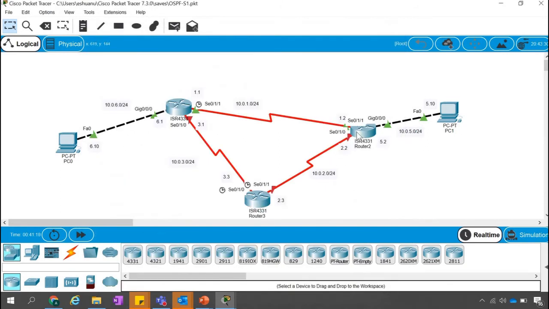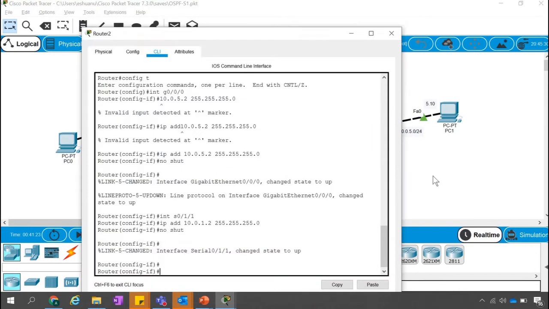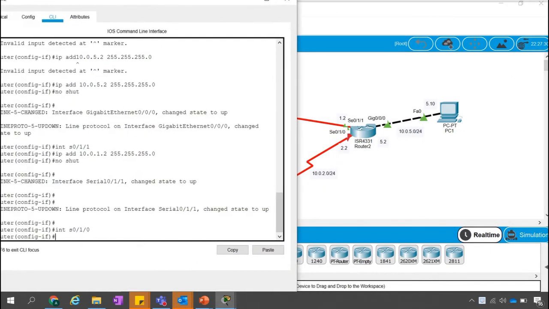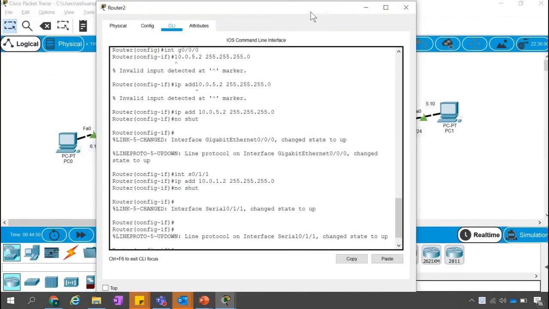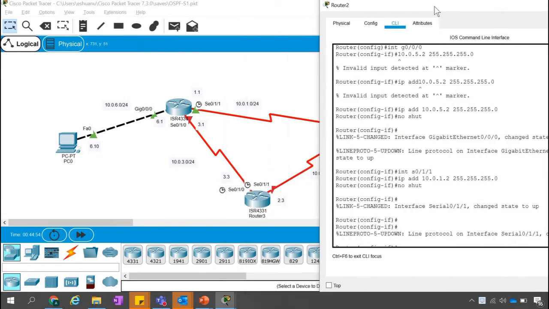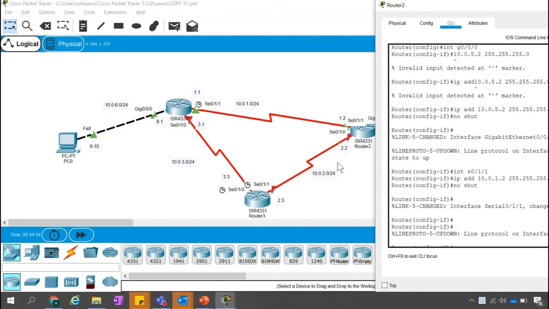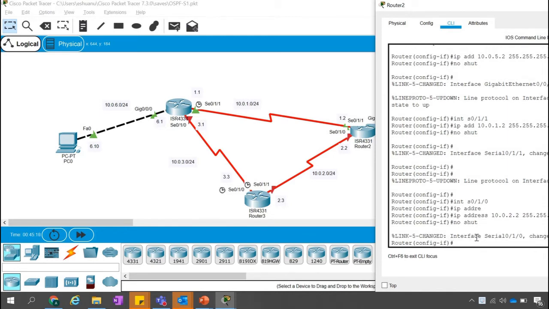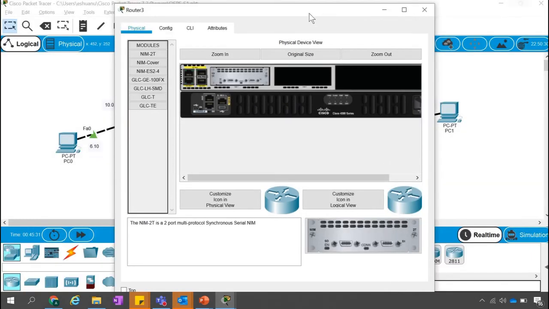And now the remaining one, this interface S0/1/0. In this interface, we have to give the IP address of this network, 10.0.2.0. This is right. That's what it is. So this is the IP network on this interface, 10.0.2.0, and we are on router 2, so this is 2.2. IP address 10.0.2.2, and the subnet mask will be the same, 255.255.255.0. No shut. I think we're done with all three interfaces. So now we can go to router 3 this time and configure it.